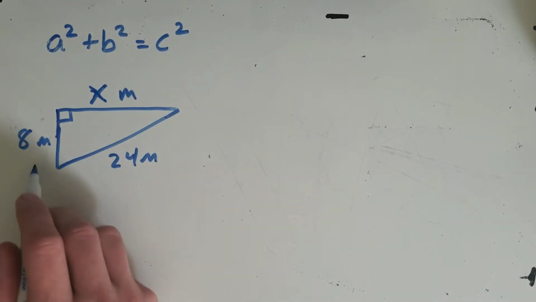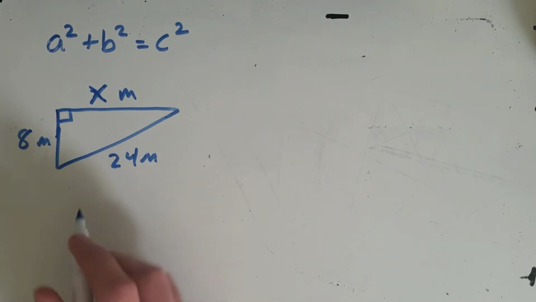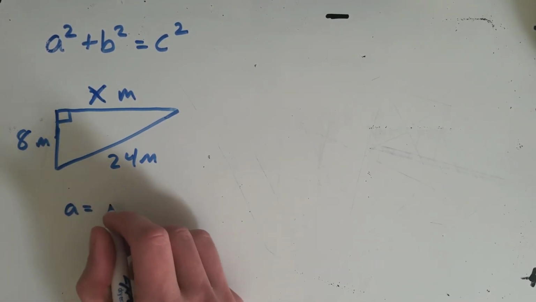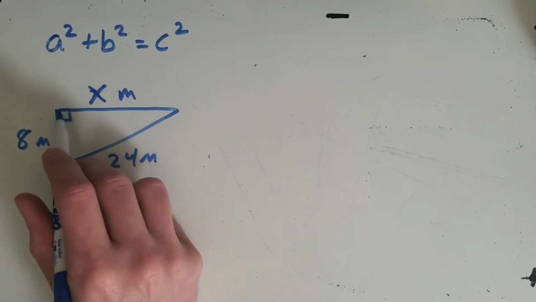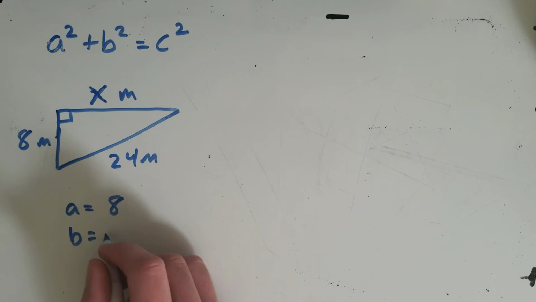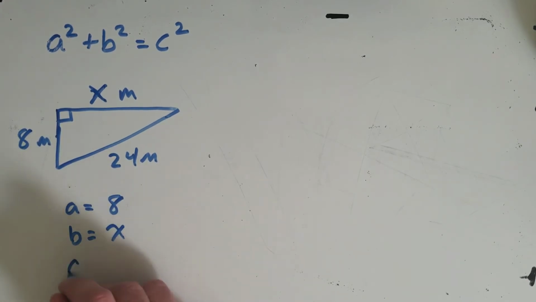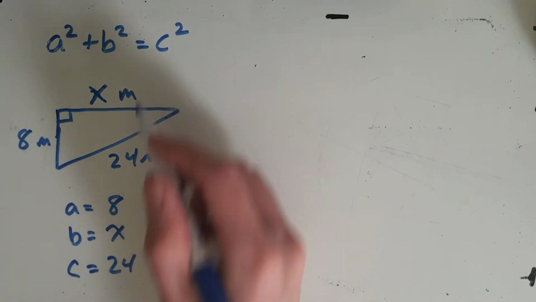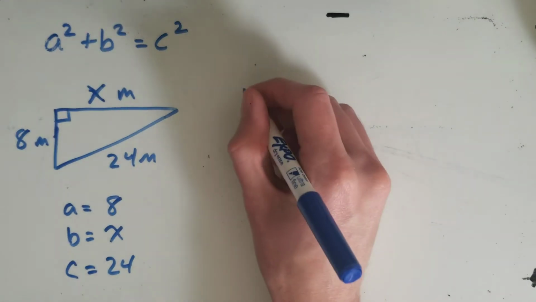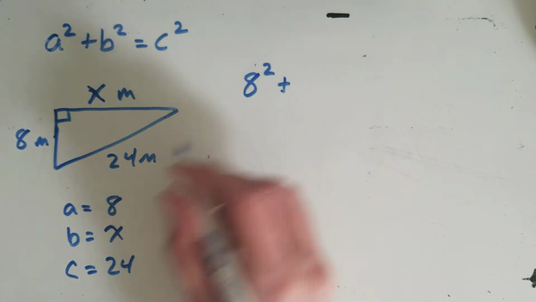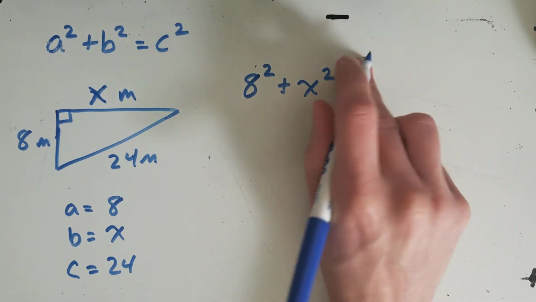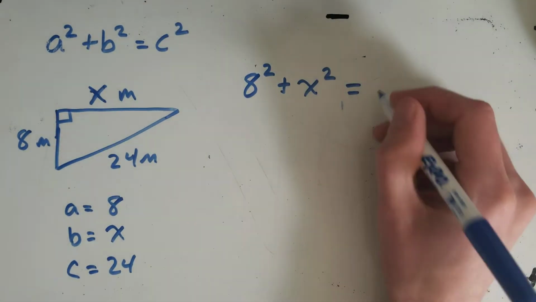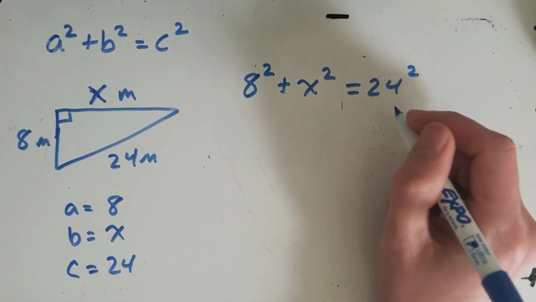So if we look, the 8, well, that's one of the two sides that makes the right angle, so that's one of the legs. So the A is 8, we'll say. B, well, B is actually over here, it's the other leg, and that's x. So we're missing one of the legs, but we do have the hypotenuse here. So we're going to go to our formula, a squared, which is 8, so 8 squared, plus, we don't know what b is, so we're going to put an x in for b, and that is equal to, well, we know the hypotenuse is 24, so it's 24 squared.